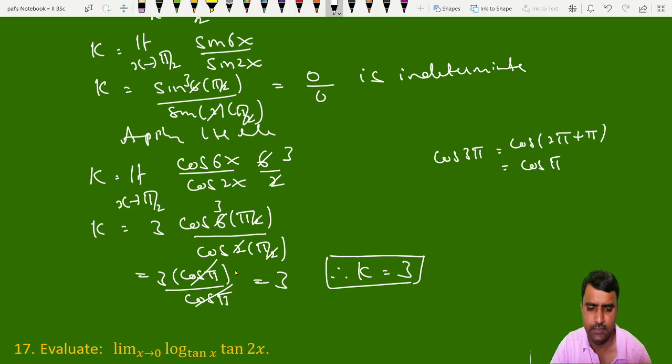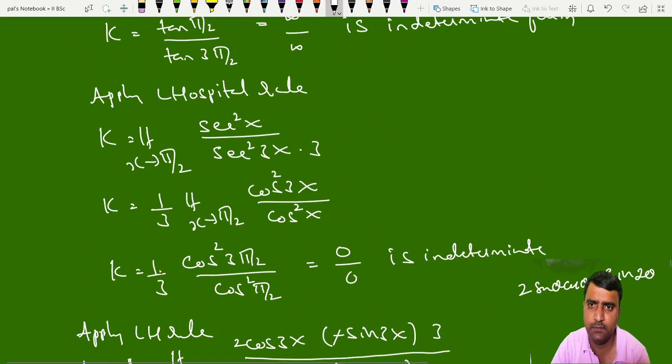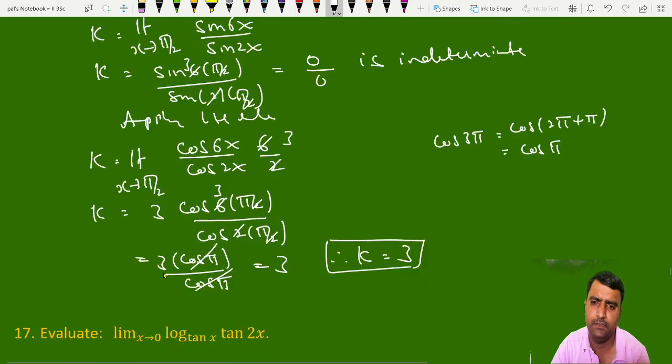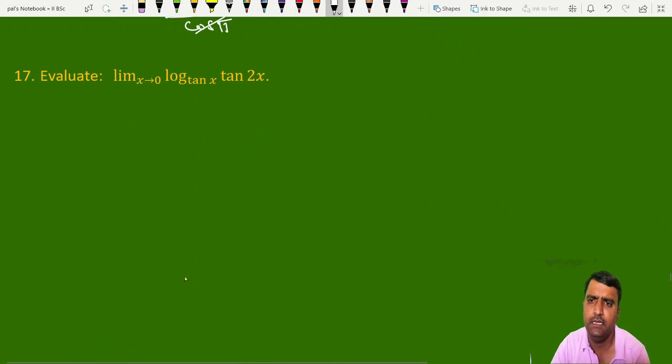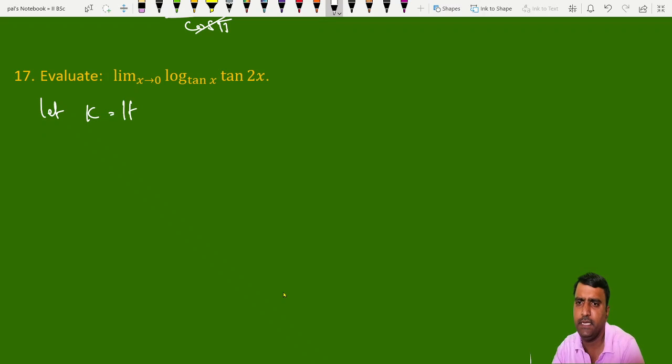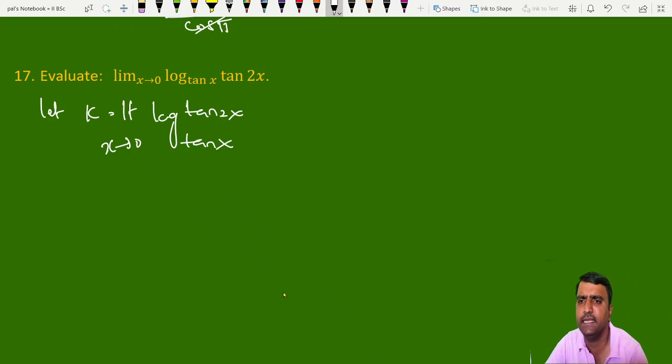Okay, like that you take one more example. Limit x extends to 0, log of tan 2x to base tan x. Let k is equal to limit x extends to 0 of log of tan 2x to base tan x.